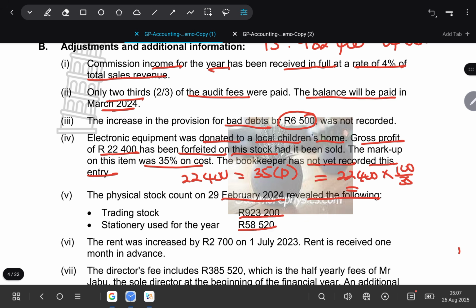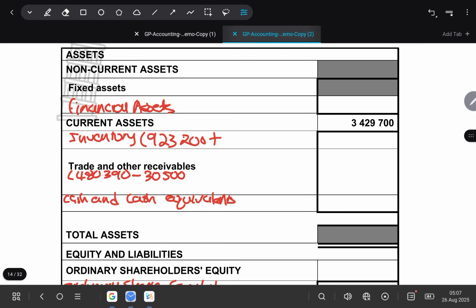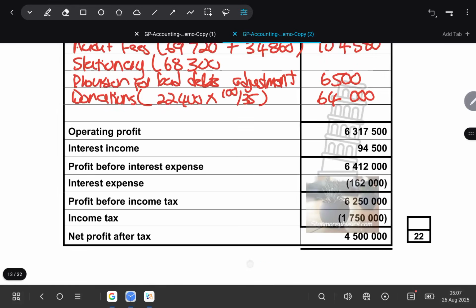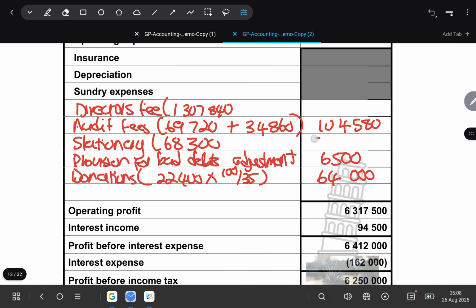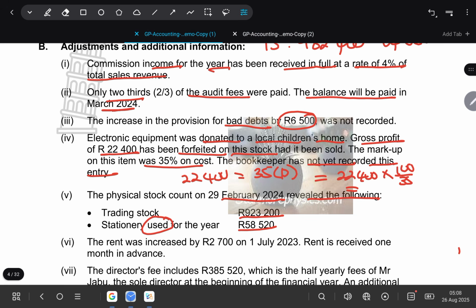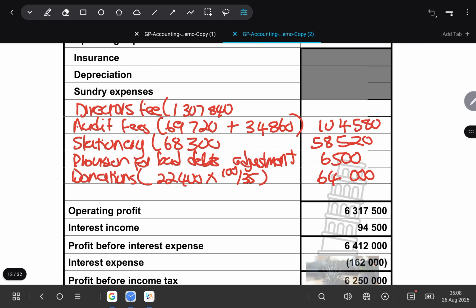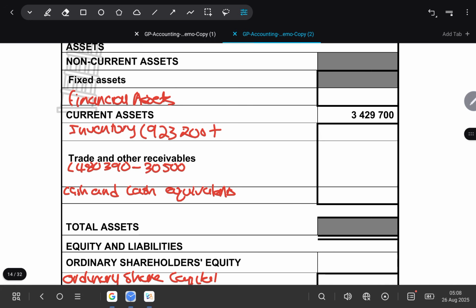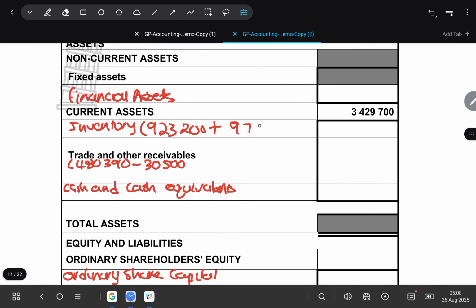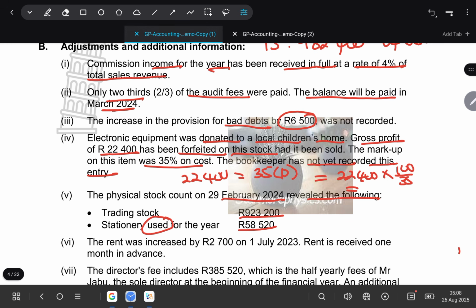923,200, stationery used. Once they give you the used one, it is the amount for the income statement. So under the income statement, we're going to have, under stationery, 58,520. So it means you must look for the used amount. So if you say 68,300 minus 58,520, it gives us 9,780. Then this 9,780 is the one that is on hand. So remember, in the balance sheet you add the on hand, so you say plus 9,780. I hope this makes sense.